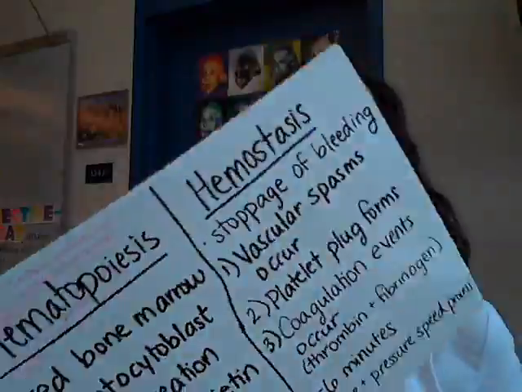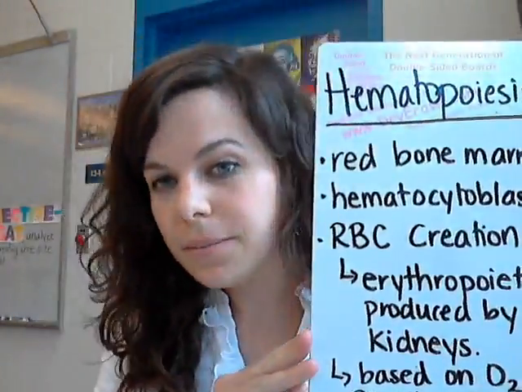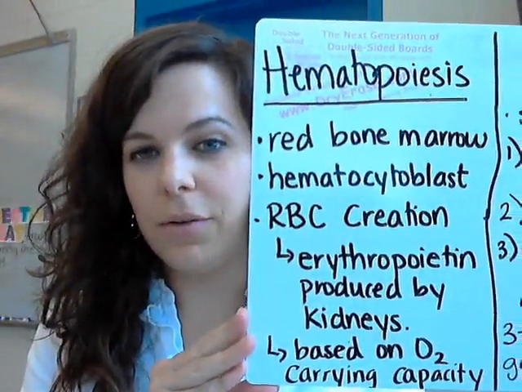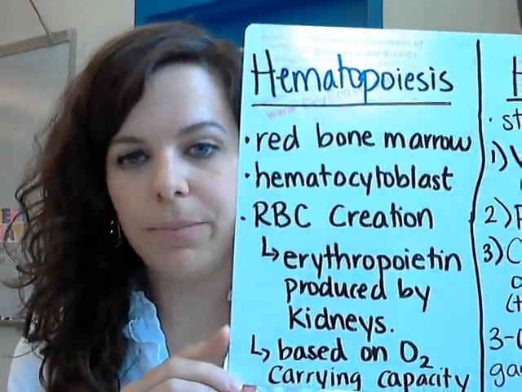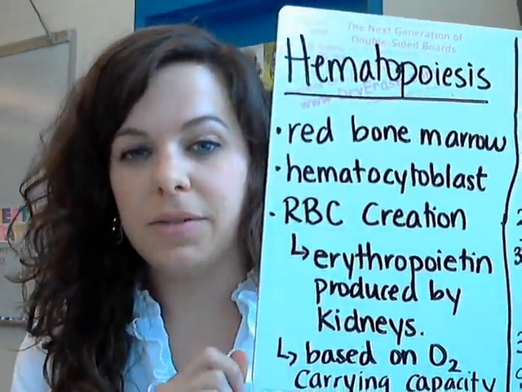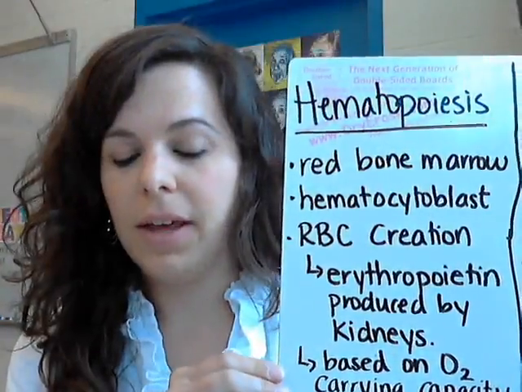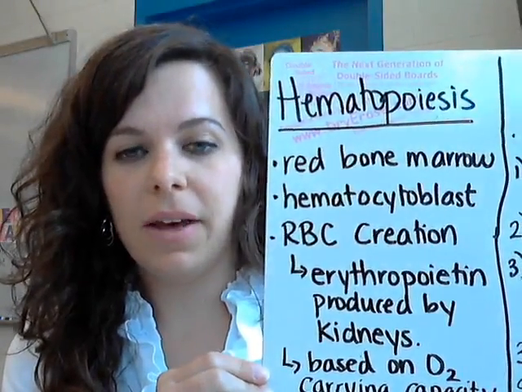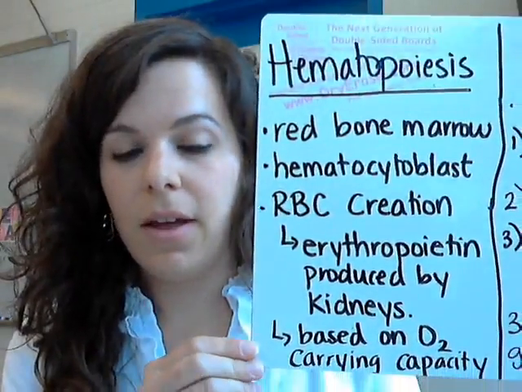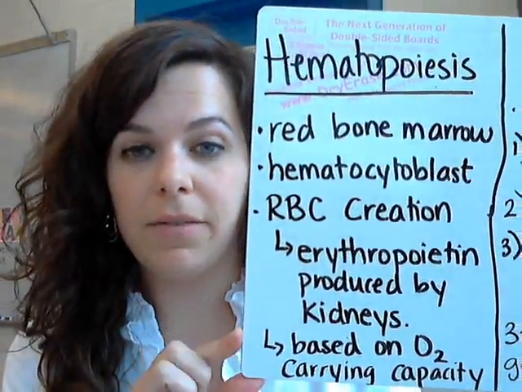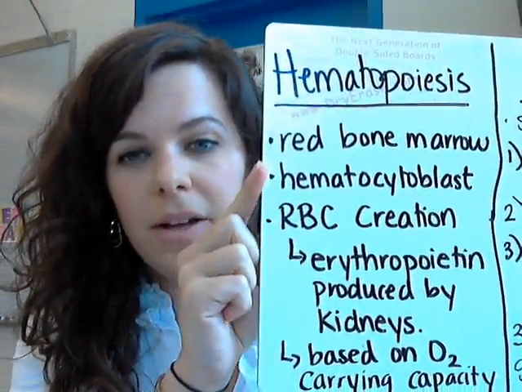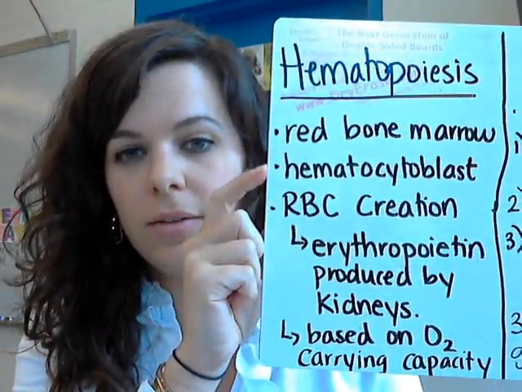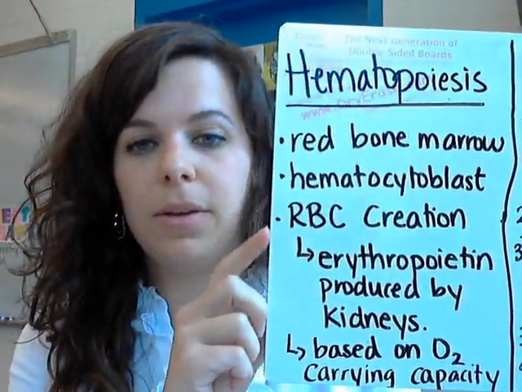And then finally, we're going to talk about two processes. The first one is hematopoiesis. Hematopoiesis is the creation of blood cells, white blood cells and red blood cells and platelets, actually. This occurs in your red bone marrow, which is found in your flat bones, so your skull and ribs, and it's also found in the proximal epiphyses of your femur and your humerus. Basically, we start with a stem cell called hematocytoblast, and it creates all different types of cells, both red and white, as well as platelets.